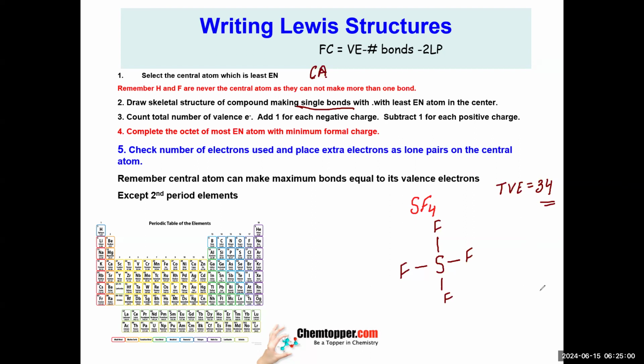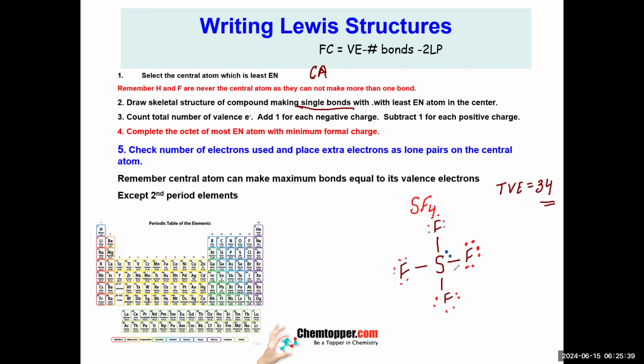Okay. Complete the octet of most electronegative fluorine with minimum formal charge. Fluorine is not going to make a double bond. It means on the fluorine we have, yes, 3 lone pairs. How many are used? Amodita is telling me 32 are used. How many are left? Where it will go? So sulfur, I'm placing 2 electrons.